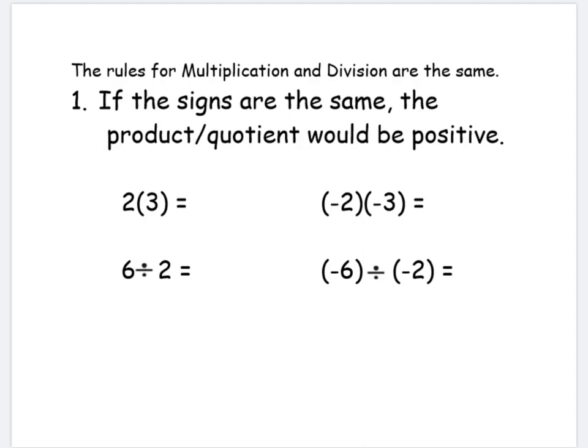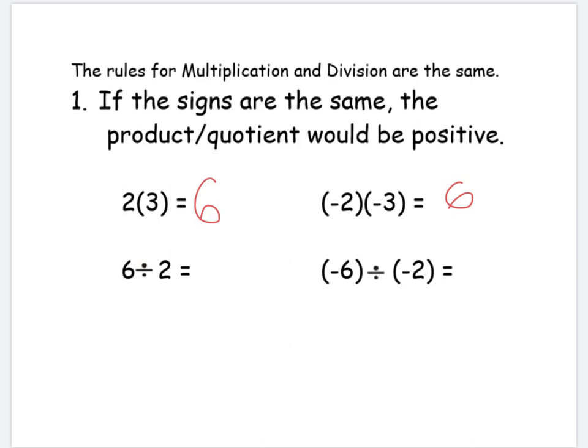So if I'm looking at 2 times 3, my answer would still be positive 6. But then if I'm looking at negative 2 times negative 3, the signs are the same still, so that still gives me positive 6. Then I'm looking at division.